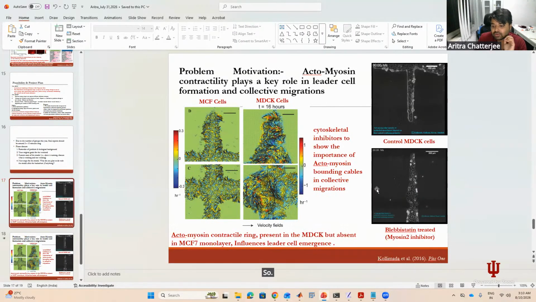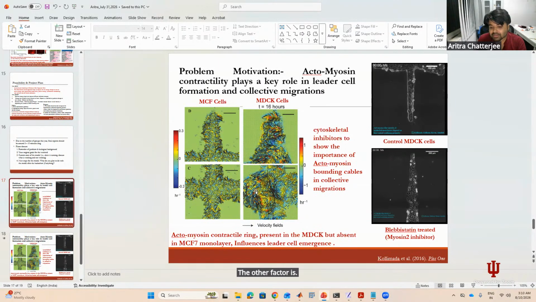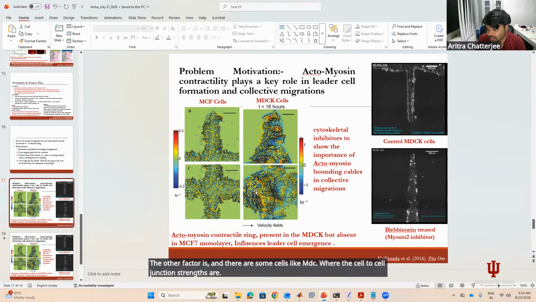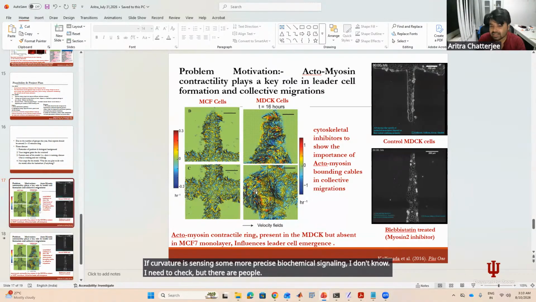So basically, if you treat them with some drugs, like blebbistatin, which is a myosin inhibitor, then you do not see the migration at all. So that is one important factor which says contractility is important. The other factor is, there are some cells like MDCK where the cell-to-cell junction strengths are pretty strong. So that kind of governs this mechanism. If curvature is sensing some more precise biochemical signaling, I don't know, I need to check. But there are people who have done a lot of single cell studies. Collective cells are a little less. Yeah.